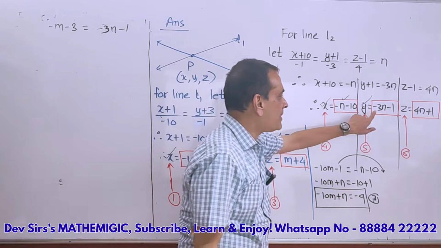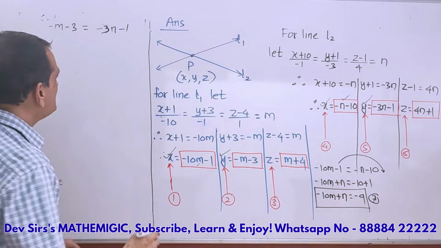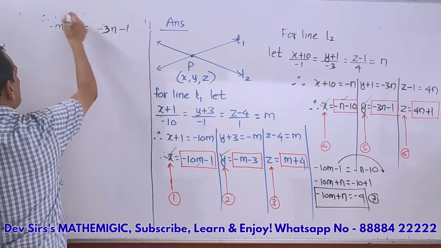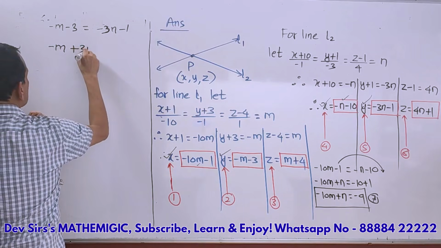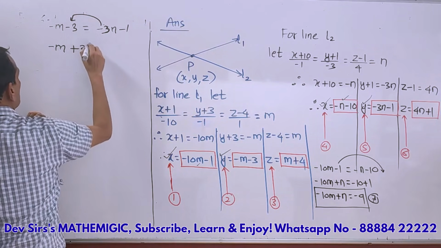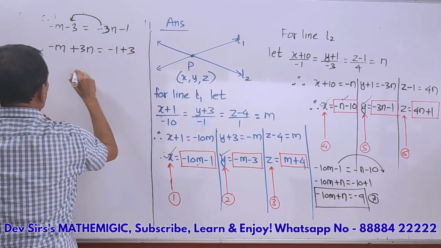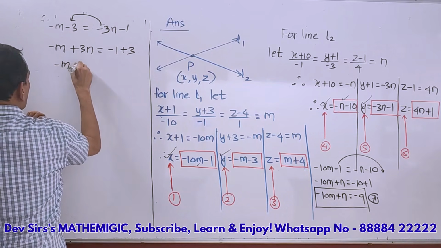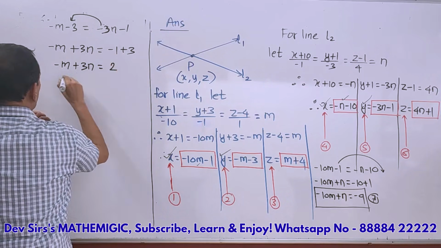-m - 3 is equal to -3n - 1. So again, m and n on one side: minus m plus 3n, this went over here. -1 plus 3. So -m plus 3n equal to 3 minus 1, that is 2.